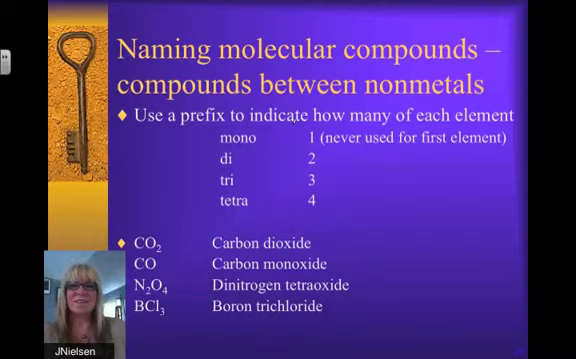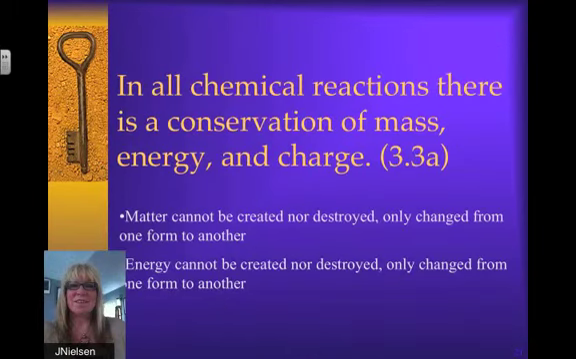Remember nonmetals. You need to use prefixes, mono, di, tri, tetra, except for if the first element is 1. As an example here, carbon dioxide. The carbon is 1. We don't say monocarbon on the first element, we just name it. And then there's 2 oxygens, so we're going to use the prefix di. Here we have 1 and 1, carbon monoxide, and so on and so forth.